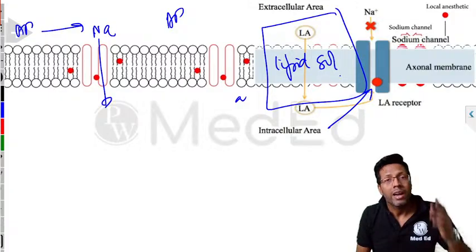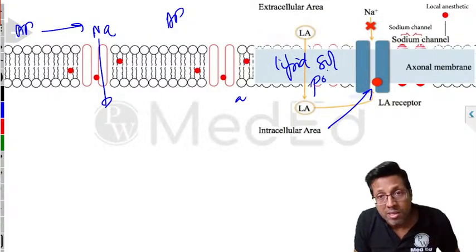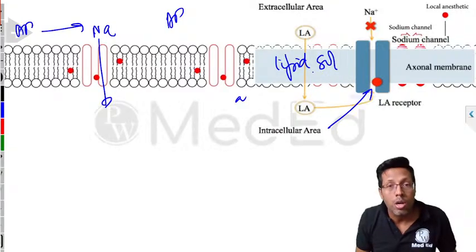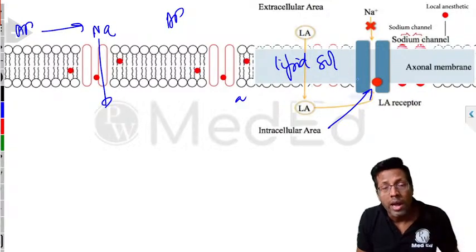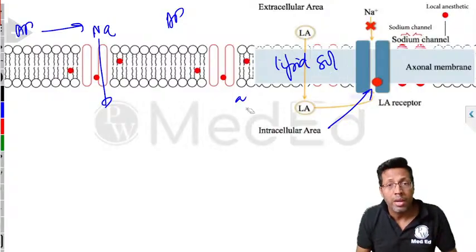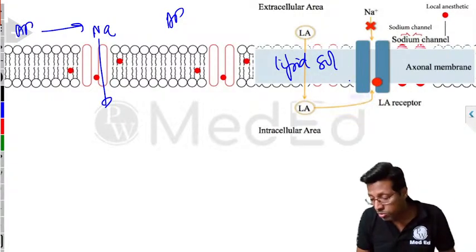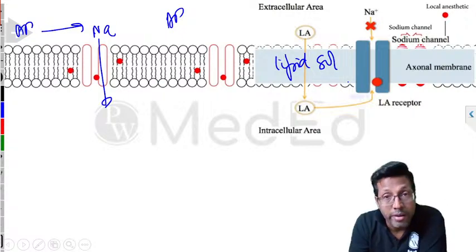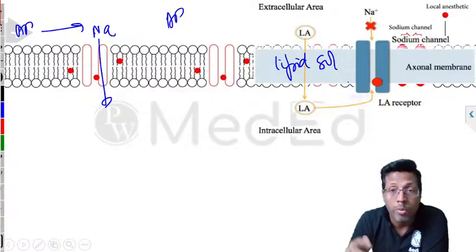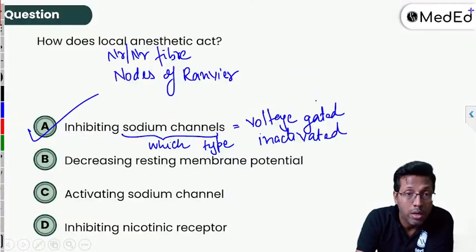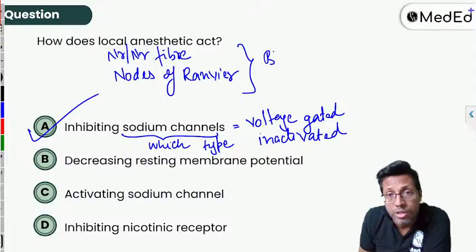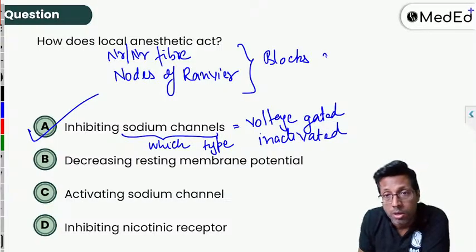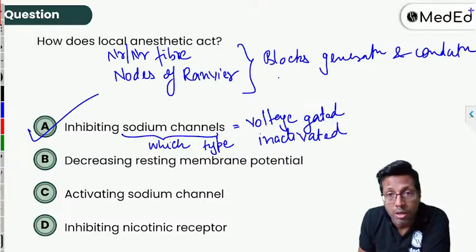It penetrates from here. And that is why in the whole of pharmacology, lipid solubility tells you potency. A drug which is more lipid soluble will penetrate the lipid membrane more, and more penetration through the lipid membrane means better effect, which is what is called potency. That is how local anesthesia works: it penetrates through the lipid membrane, goes inside being lipid soluble, and works from the intracellular area. Clear, everyone? It blocks the generation and conduction of impulse or action potential.